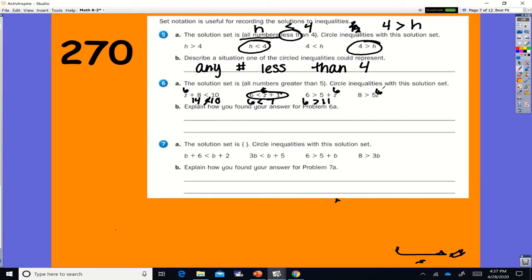I put in 6 here. 5 times 6 is 30. It says 8 is greater than 30. That doesn't work either, so only that one's going to work. So what we can say that we did is we put numbers greater than 5 in for our variable.